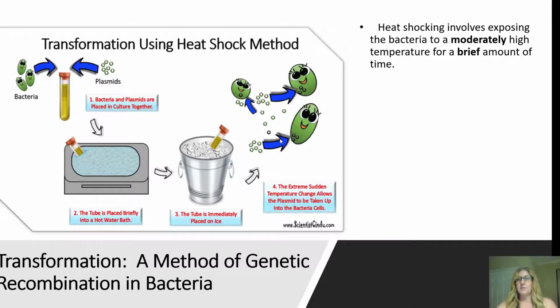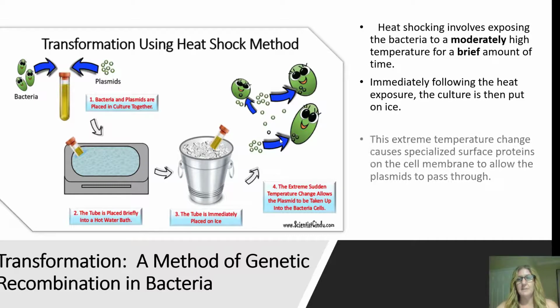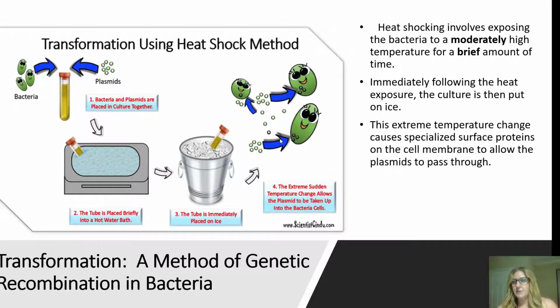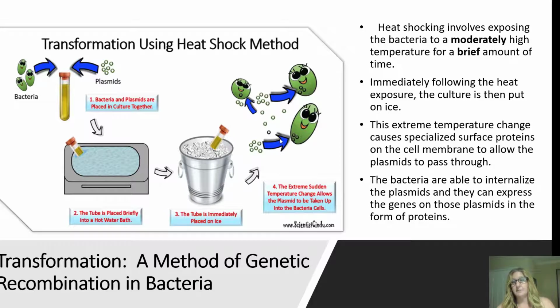Heat shocking involves exposing the bacteria to a moderately high temperature for a very brief amount of time. This is under a minute. Immediately following the heat exposure, usually the culture is put directly on ice. That extreme sudden temperature change is usually enough to perturb that membrane so that you can get a lot of uptake of that plasmid into the cells that you want to have that plasmid. The bacteria are able to internalize these plasmids, and they can express the genes on those plasmids in the form of proteins.